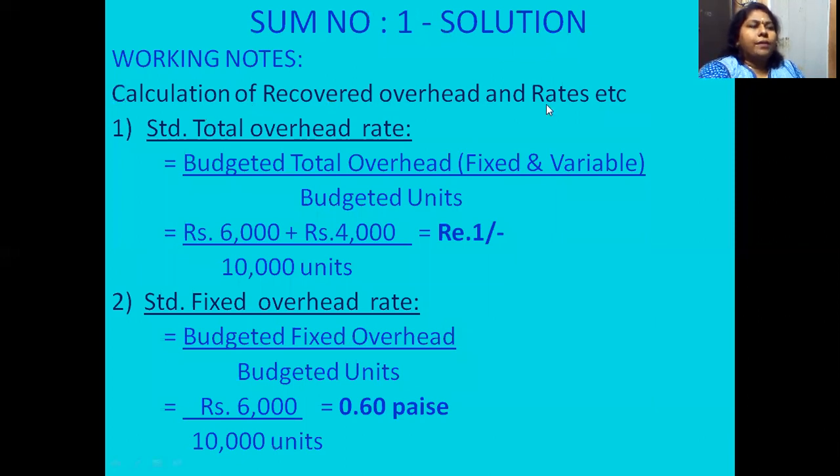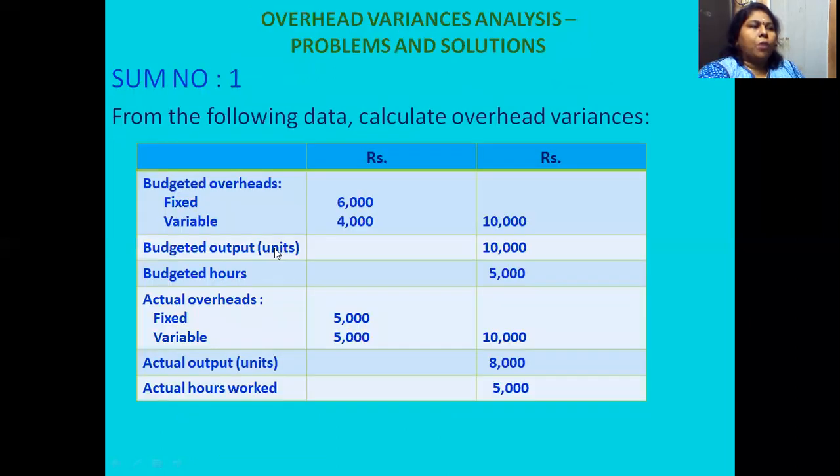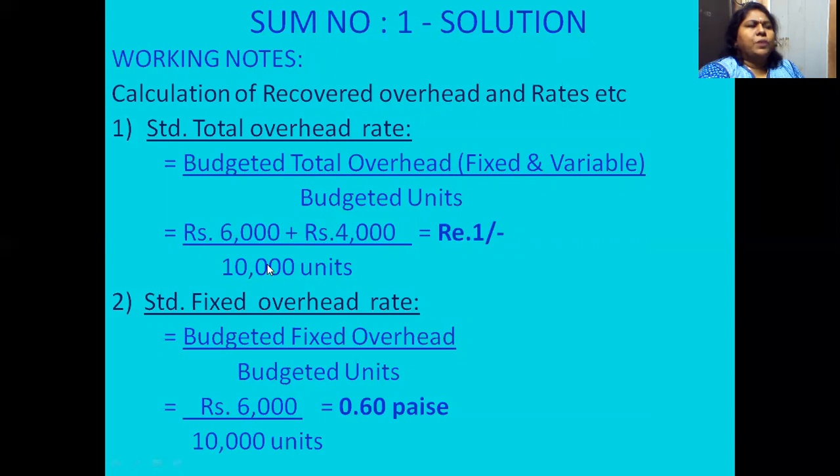Calculation of recovered overhead and rates. The first calculation I made it over here. Calculating the standard total overhead rate. How to calculate the standard total overhead rate means we just have the numerator as the total overheads given as budgeted divided by budgeted units. Okay, now look at the problem. Here the budgeted overheads is given as fixed and variable and get the total 10,000 divided by 10,000 units. So look at that, 10,000 rupees divided by 10,000 units. What is the standard total overhead rate? So we calculate the standard total overhead rate.